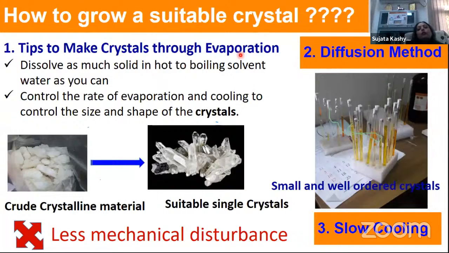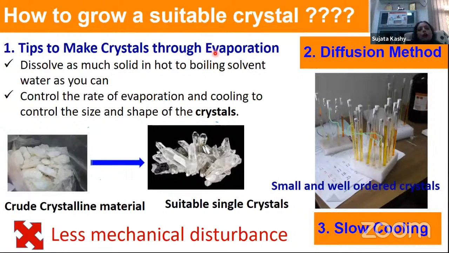We can grow the crystal through various methods. There are various methods through which we can grow crystals, but here we are going to discuss three methods: the evaporation method, the diffusion method, and the slow cooling method. So how can we grow our crystal through evaporation?